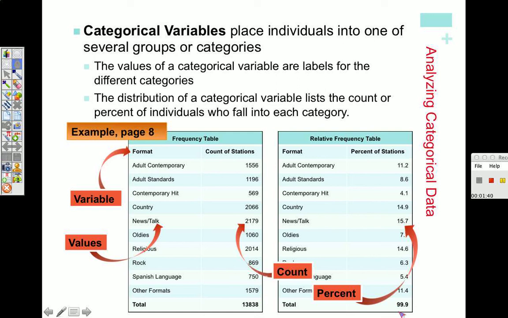Now, why doesn't it add up to 100% here? Well, sometimes when we round off these percentages, so we take 1,556 and divide by 13,838, that's where the 11.2% comes from. Sometimes that round off causes us to be a little bit different, but that's okay.